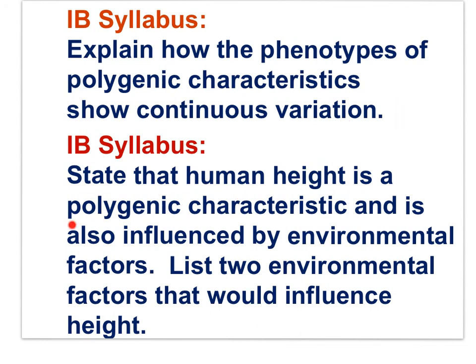State that human height is a polygenic characteristic and is also influenced by environmental factors. List 2 environmental factors that would influence height. Environmental factors that influence height would require the person to be exposed during childhood when they're growing. Diet and exposure to certain types of chemicals or pollution during childhood could influence height.